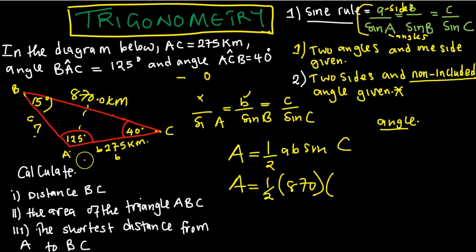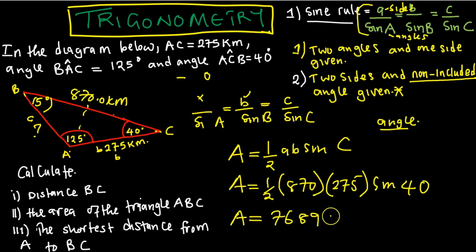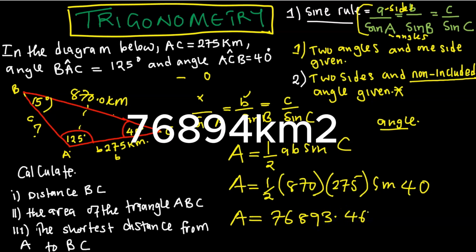What is B? Our B is 275. Then sine, what is the angle? 40. So if you multiply this, you are going to find 76,893.46781. We are finding the area, so it's supposed to be in kilometer square.